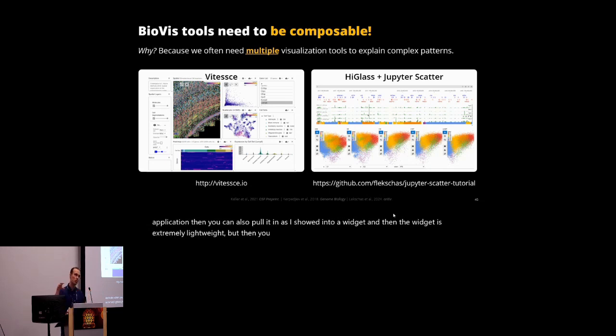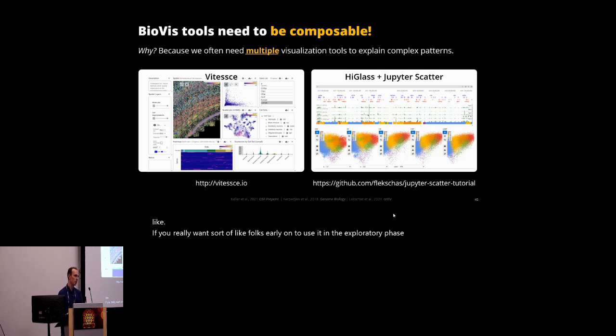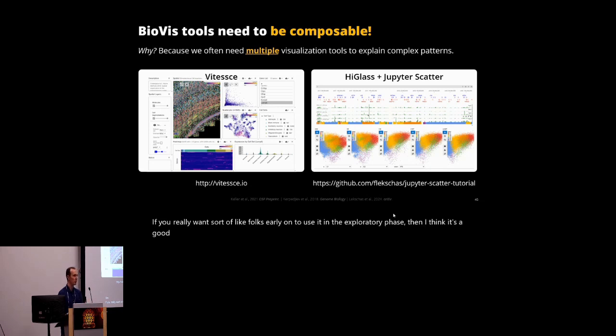But then you can also build out a platform, for instance, and say, in my platform, I'm showing the very same visualization. And the widget at the end just becomes a connector to the Jupyter world. I would probably not recommend building your whole pipeline in Jupyter. The point was more like, if you really want hooks early on to use it in the exploratory phase, then I think it's a good idea to have it there. But I agree, it gets unwieldy.